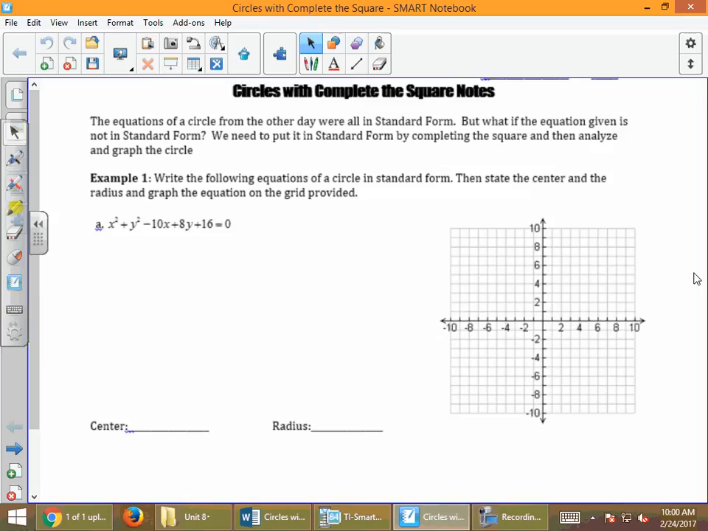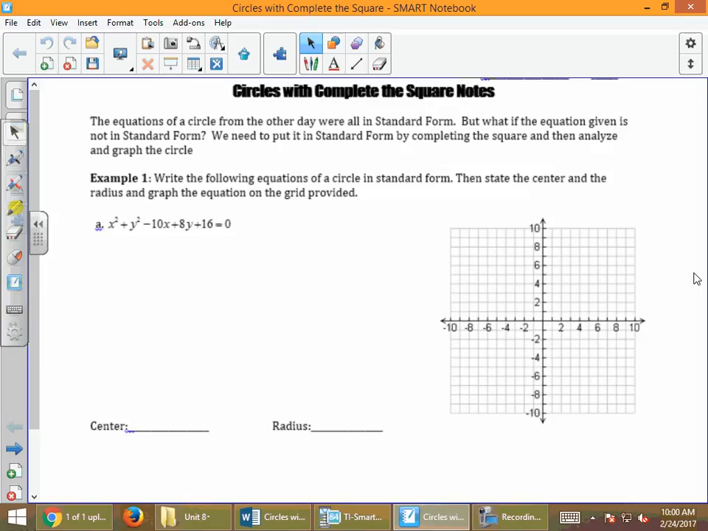The equations of the circle from yesterday were all in standard form. But what if the equation is not given in standard form, like this one? I like to think of standard form as all spelled out and simplified. Well, we can put an equation in standard form by using completing the square, which you talked about in Algebra 1.